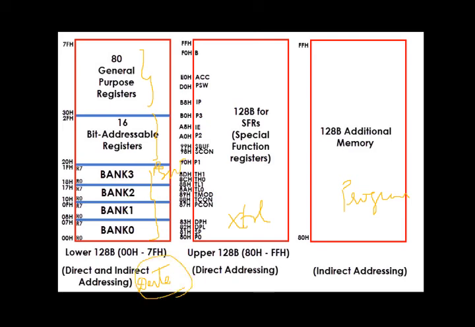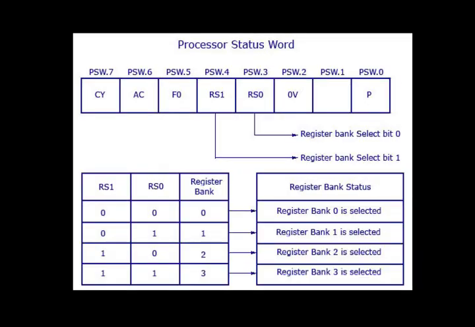சரியா? So மொத்தமாக நம்மக்கிட்ட இருக்கிறது 3 different types of memory space. ஒன்று டேட்டா, ஒன்று எக்ஸ்டர்னல், இன்னொன்று ப்ரோக்ராம். இப்போ டேட்டாவை எடுத்துகிட்டா 4 பேங்க், 16 பிட் அட்ரஸபிள் ரெஜிஸ்டர்ஸ், 80 ஜென்ரல் பர்பஸ் ரெஜிஸ்டர்ஸ் இருக்குது. எந்த பேங்க்கை ஆக்சஸ் பண்ணுறதுன்னு ப்ரோக்ராம் ஸ்டேட்டஸ் வேர்ட் வச்சு ஆக்சஸ் பண்ணுவோம். And these are bit addressable registers, and also you have general purpose registers.